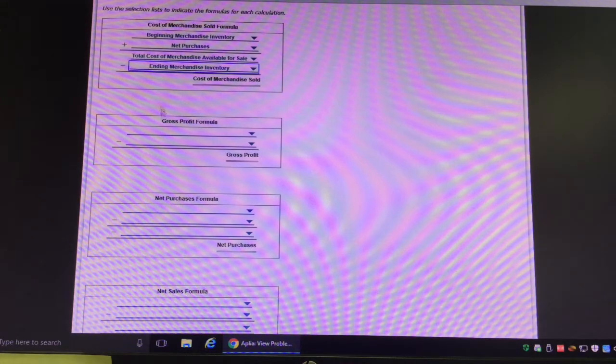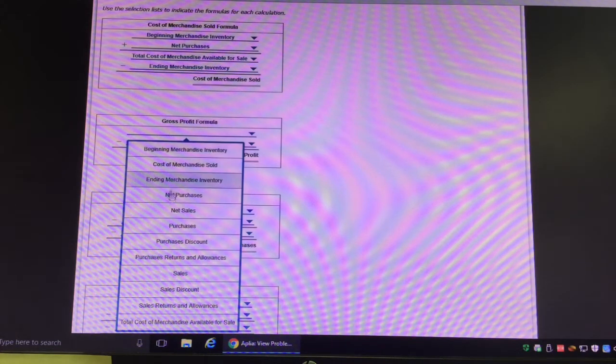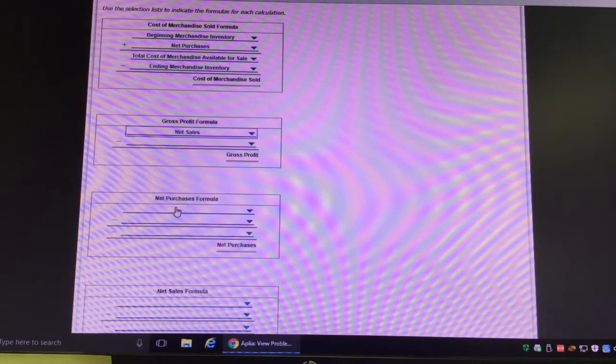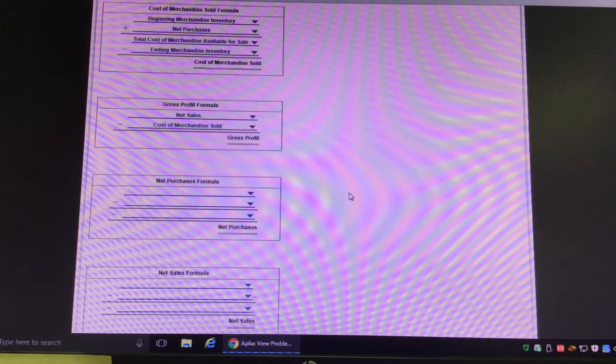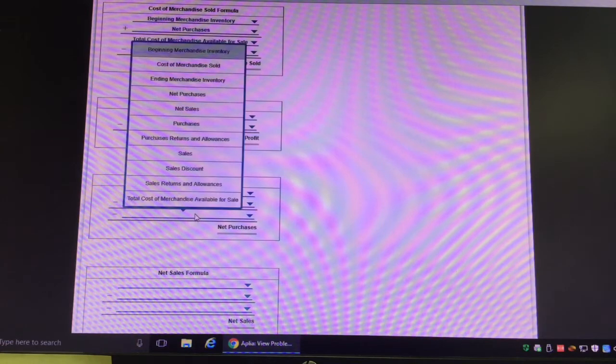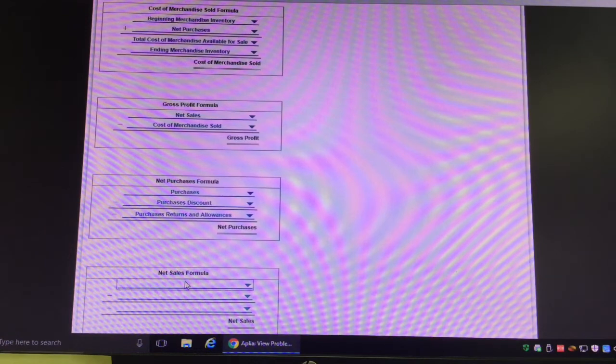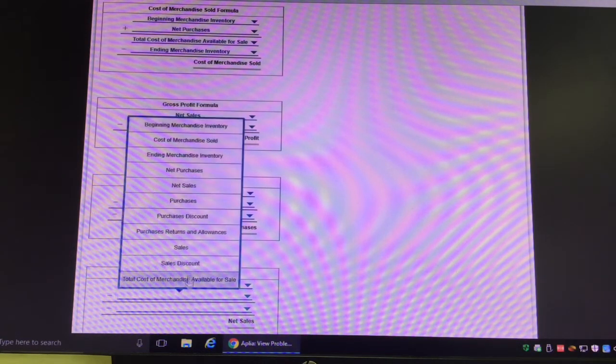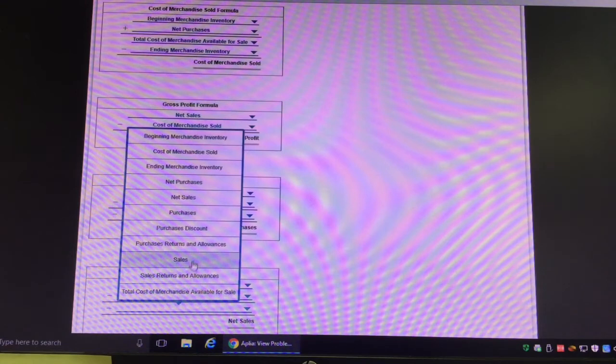To figure out your gross profit, that's even easier. You're going to take your net sales and you're going to subtract the cost of merchandise sold. This is going to give you your profit. Now we've got our profit. The last two, net purchases and net sales, are calculated identically. You have your purchases and you're going to take out your discounts and your returns. Same thing with your sales. You have your sales and you take out your discounts and your returns.